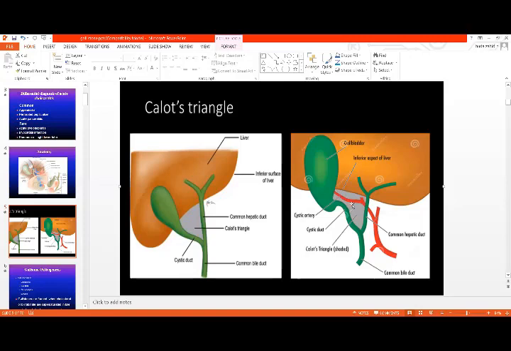And there is a lymph node here at the Hartmann's. That's the Hartmann's pouch I was talking to you about. Sometimes the stone gets stuck there, right at the neck.